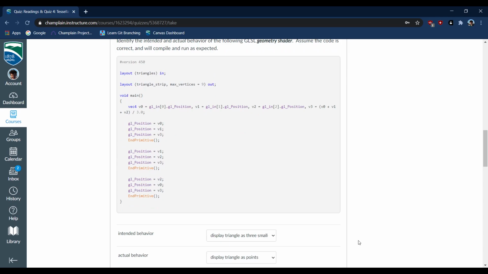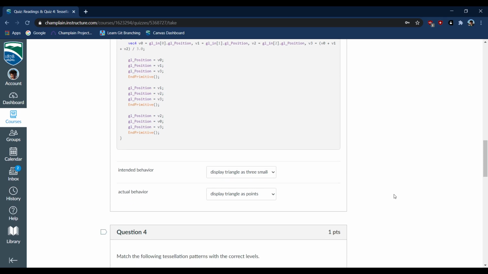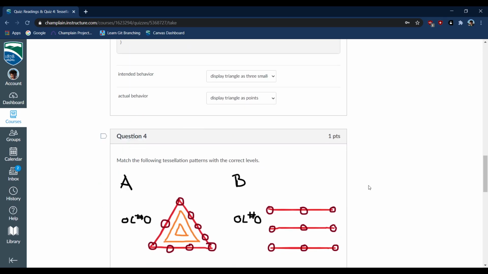So for this one, I believe display the triangle as 3 smaller triangles is the intended behavior, which I think is accurate. That's what it seems like they're trying to do, to display 3 triangles, because they end primitive after each one. There's 3 points in each: 0, 1, 3, then 1, 2, 3. That gives me the idea that they're supposed to make 3 small triangles. But I think it's actually going to display them as points.